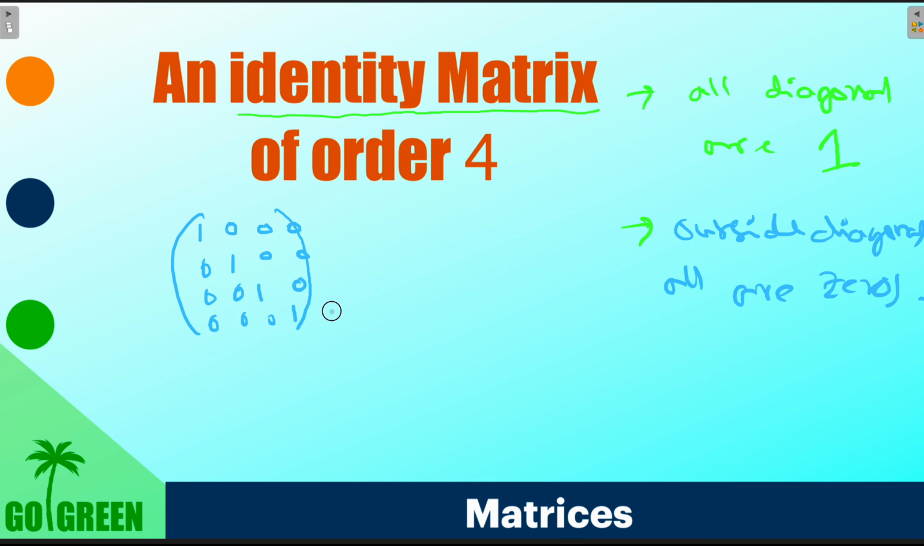So you can check, it is order 4, only one digit is given, which means 4 cross 4, and all diagonals are 1. Outside the diagonal all are zeros. So basically this is an identity matrix of order 4. Similarly, identity matrix of order 3, what will it be? 1 0 0, 0 1 0, and 0 0 1. Diagonals are all 1, order is 3, 3 cross 3, and outside the diagonal all are zeros. So it is an identity matrix of order 3.